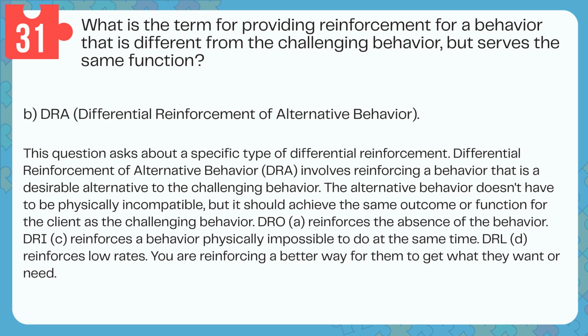DRO, A, reinforces the absence of the behavior. DRI, C, reinforces a behavior physically impossible to do at the same time. DRL, D, reinforces low rates. You are reinforcing a better way for them to get what they want or need.